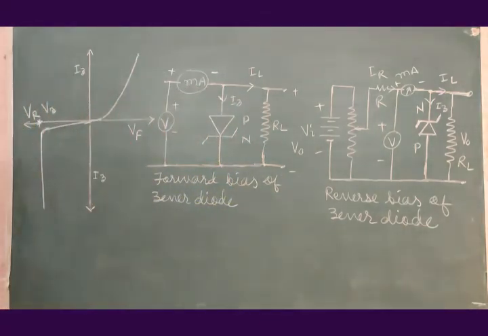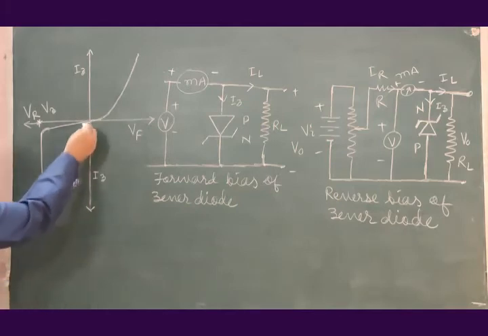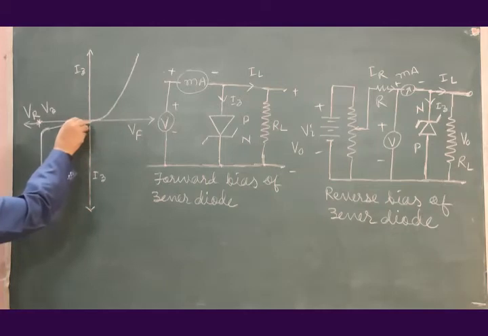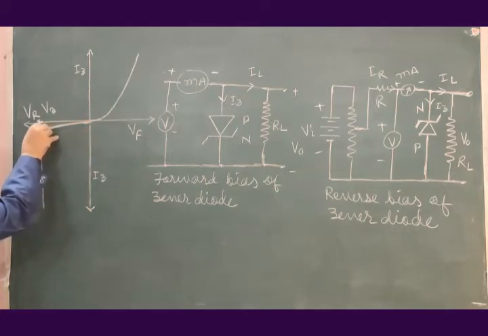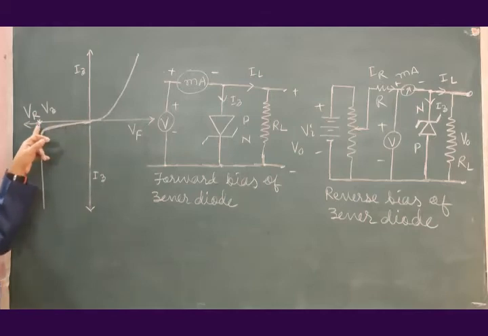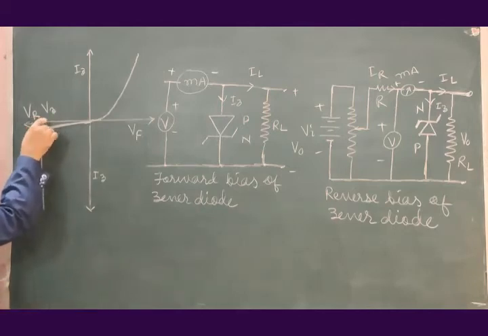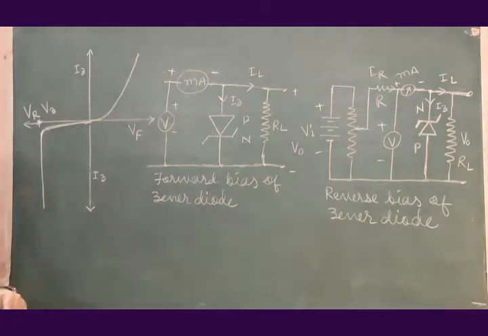What we find when we use the Zener diode in reverse bias is that the current flowing through it is almost zero, very small. As you see here, this current is very small till the reverse voltage reaches this value. What is this value? VZ. What is VZ? Breakdown voltage of the Zener diode. It is known as Zener voltage.